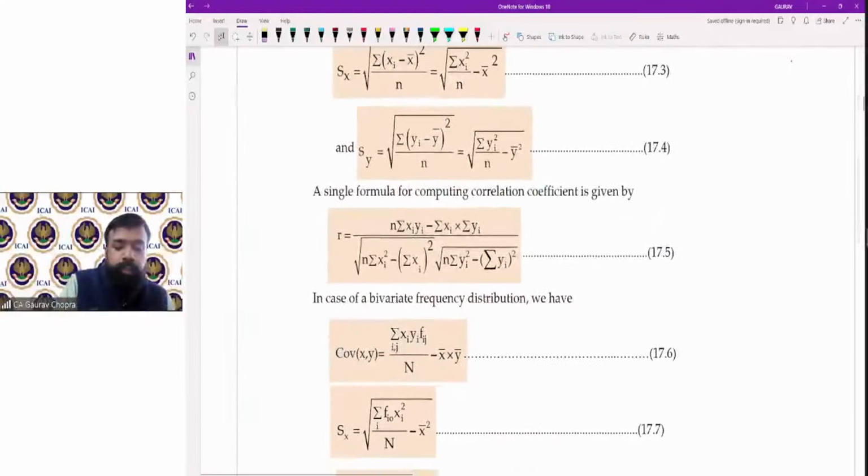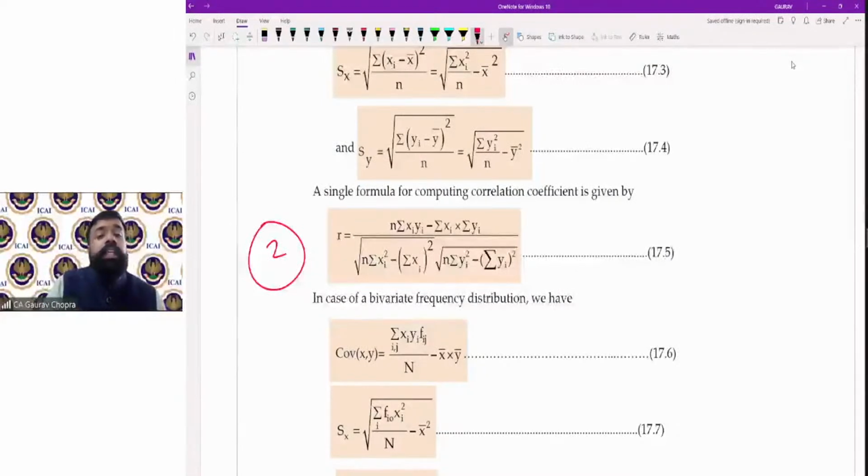The second formula is this. This is known as basically the summation method, or you can say the direct method. The formula looks lengthy, but it is not at all; you can easily learn this. It says n sigma xy minus sigma x into sigma y, whole divided by root of n sigma x square minus sigma x whole square, similarly n sigma y square minus sigma y whole square. So this is the complete formula for correlation.